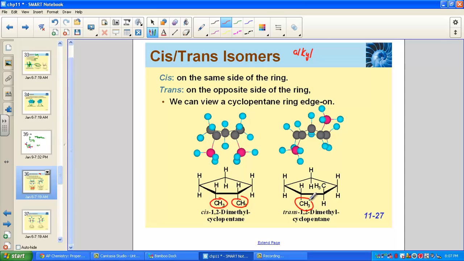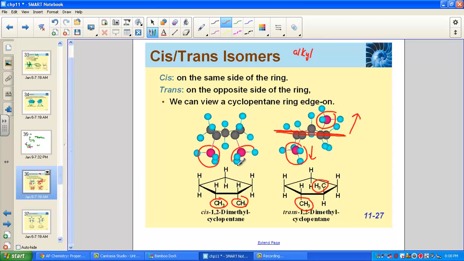Trans: one is pointing down and one is pointing up, on opposite ends. Now if you build this, you'll see the chair conformation. Here's one of the methyls, here's the opposite. If this is the imaginary plane going through our molecule, and one is up of the plane and the other is down on the plane, it's trans. If we twist it around and both end up on the same side, we call that cis.